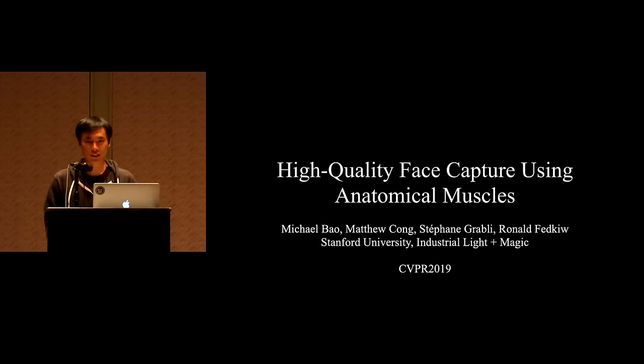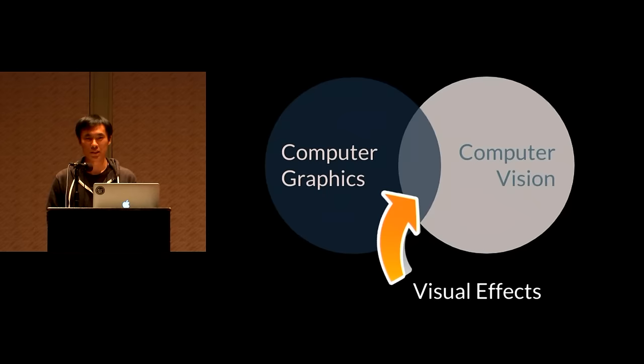So the goal of our paper is to use facial anatomical muscle simulation for visual effects. A funny story: one of my co-authors came to CVPR a couple years ago, and he was talking to some people, and he mentioned that he's from Industrial Light and Magic. One of the questions he got was, oh, you guys make movies, why do you need computer vision? Generally you think of movies and you think of explosions, dinosaurs, but you don't realize how much computer vision is actually involved in the creation of movies.